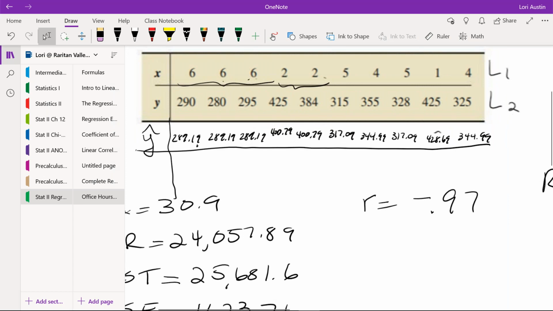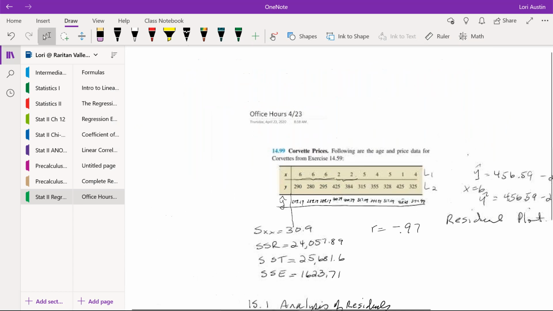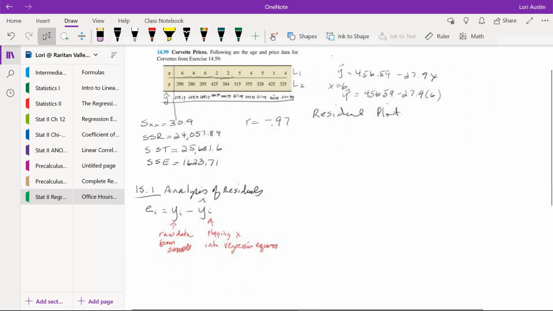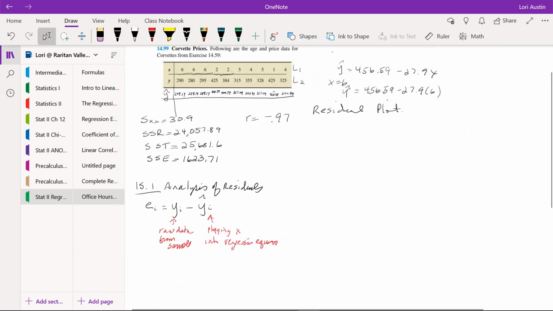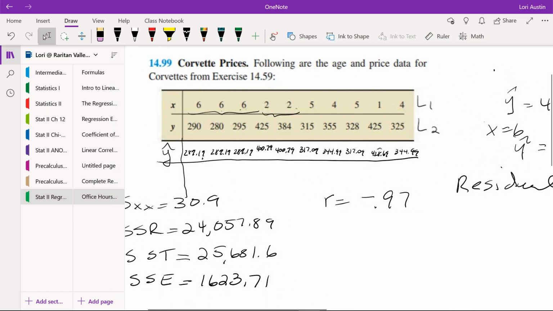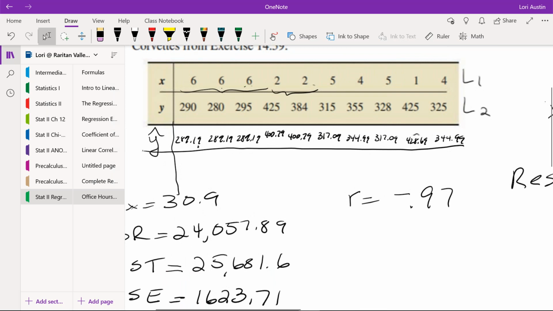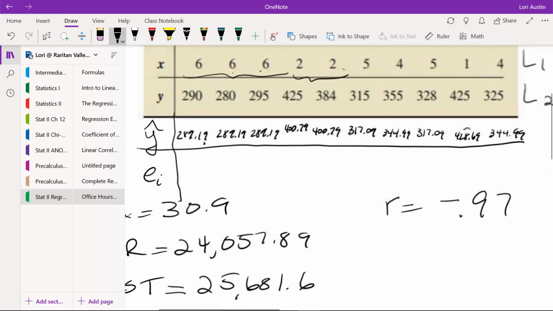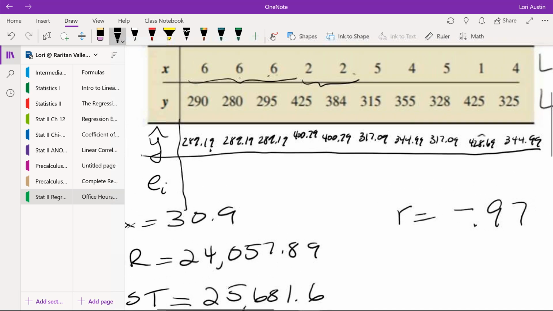So as I had stated, your error value is going to be each y sub i minus y hat. So that means you're going to take the raw value of 290 and you're going to subtract y hat. So I have not done that yet. So we need to go through and do that, and then we can just double check our numbers real quick. So take a moment if you don't mind. And you're going to subtract.